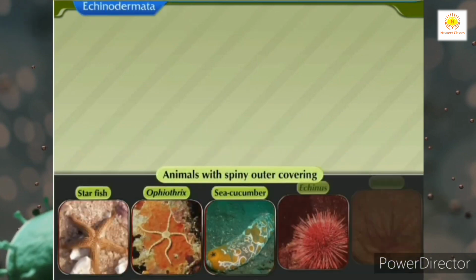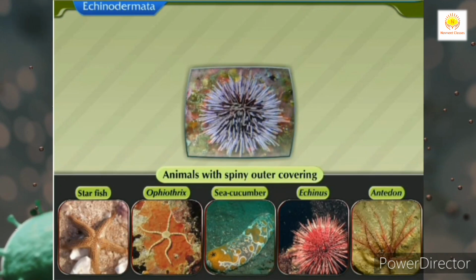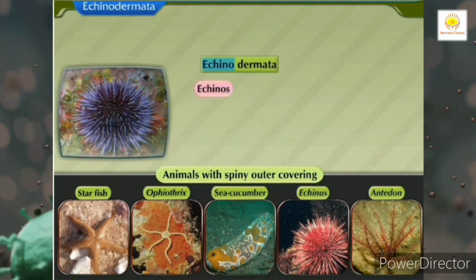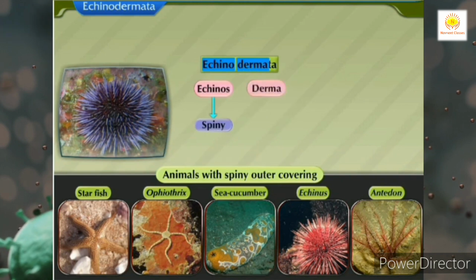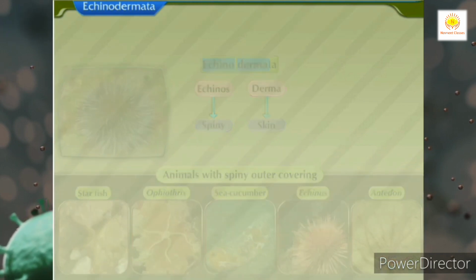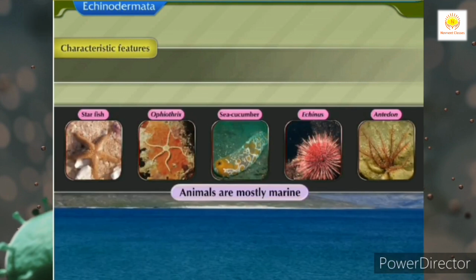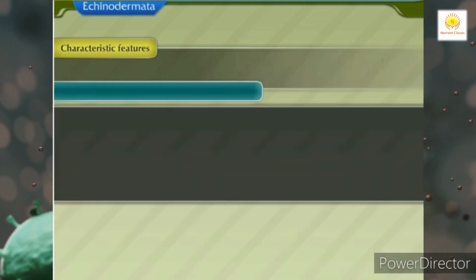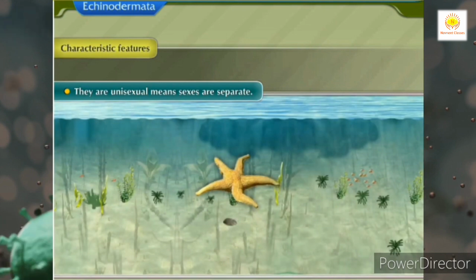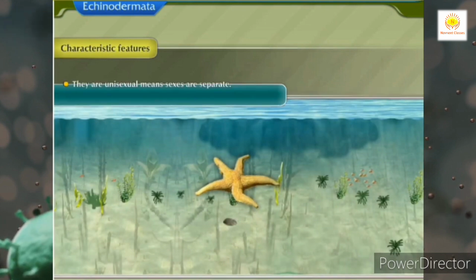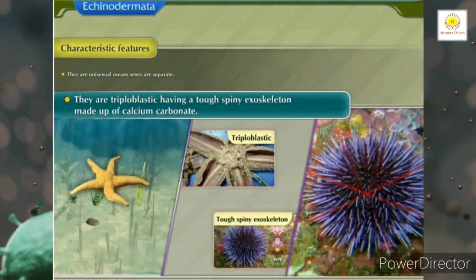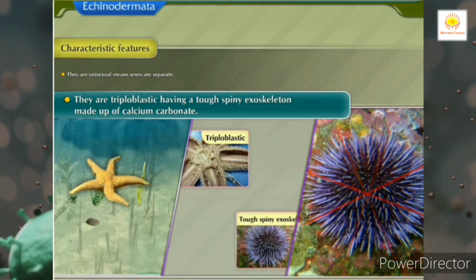Echinodermata. These are the animals with spiny outer covering. In Greek language, the word echinos means spiny and derma means skin. The characteristic features of phylum Echinodermata are: the animals are mostly marine. They are unisexual, means sexes are separate. They are triploblastic, having a tough spiny exoskeleton made up of calcium carbonate.